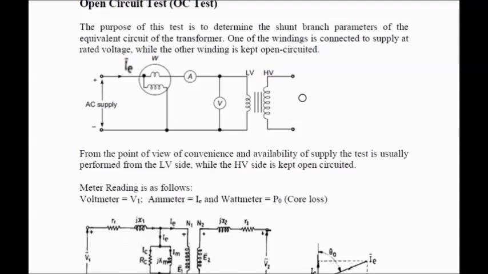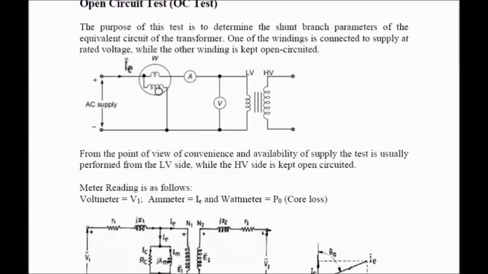Why? Suppose we have a transformer like 2000/200 volt. It is easy for us to give a supply of 200 volt as compared to 2000 volt. Hence we give supply at 200 volt. So we give supply to the low voltage side, and the high voltage side is kept open circuited. So it is also said that OC test is performed on the low voltage side.